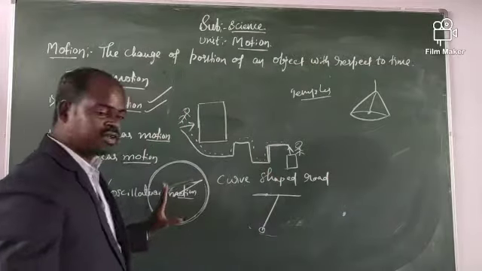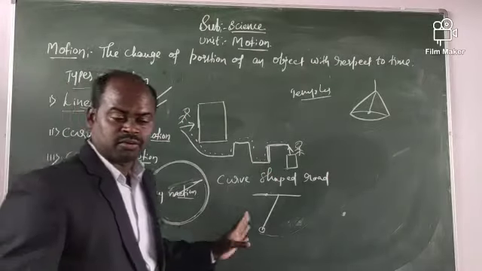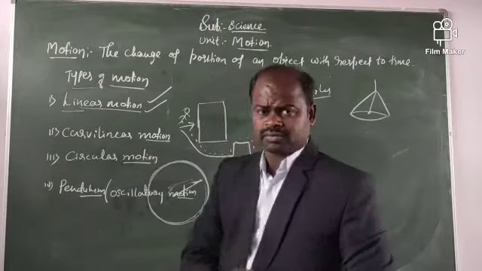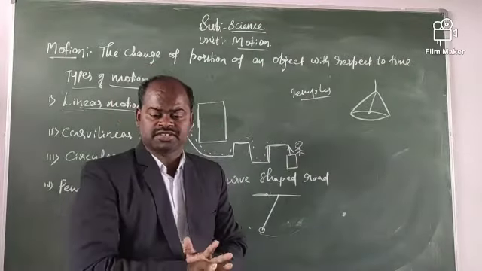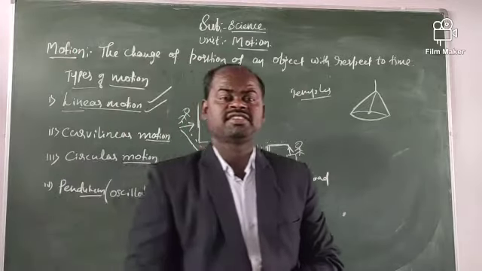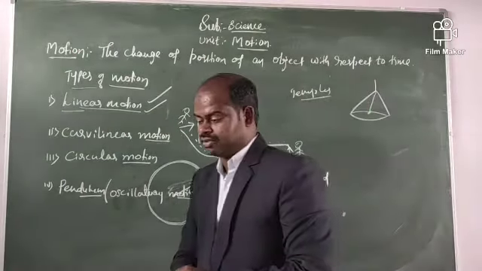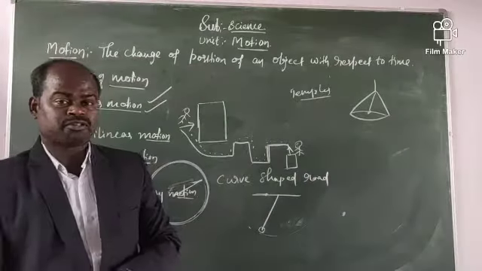These are all examples for motions of different types. Let us learn once again about these concepts. First, motion. What is motion? Yes, motion is the change of position of an object with respect to time. Okay, and types of motion.